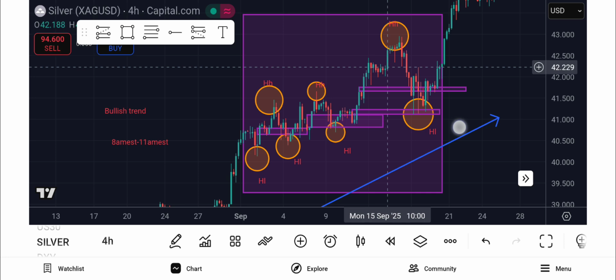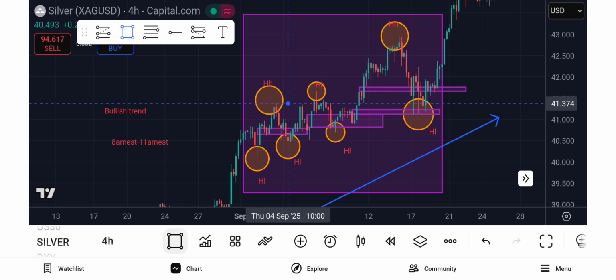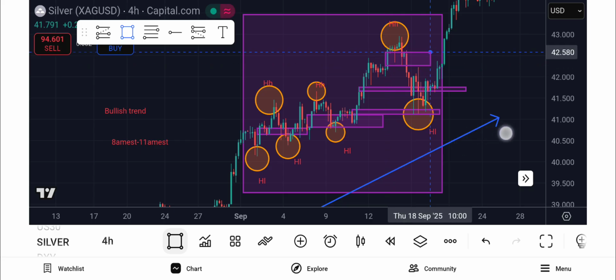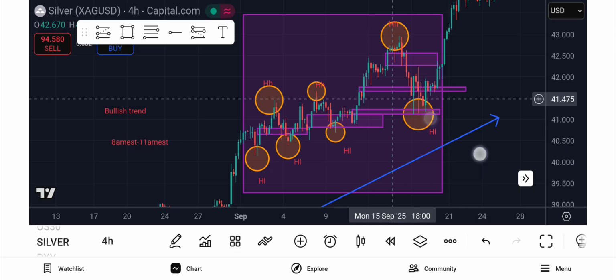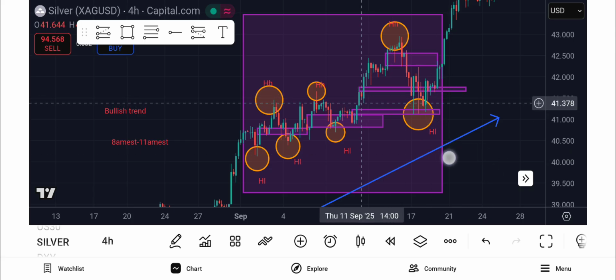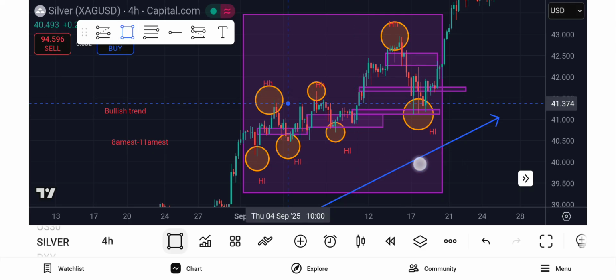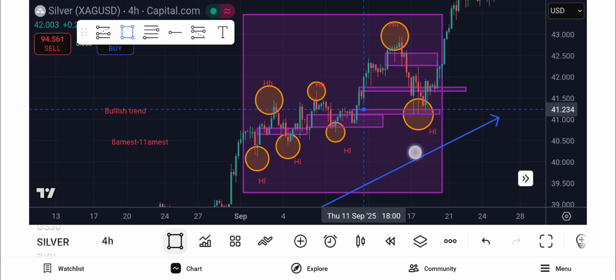Do we see a fair value gap here? Yes. That's 1, 2, 3. And we just drag out the rectangle, right? So as long as you see 3 candles, 1, 2, 3, with a gap between the first and the third, you can draw the rectangle.